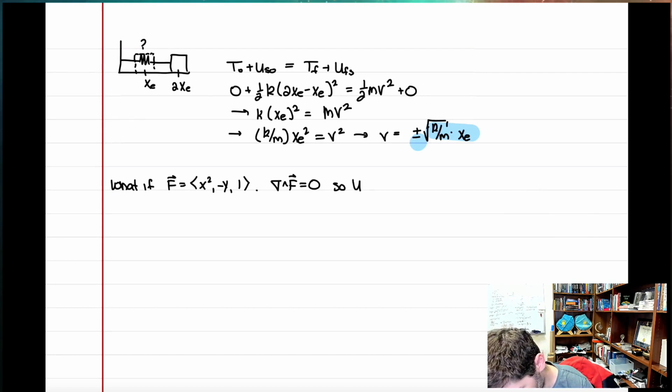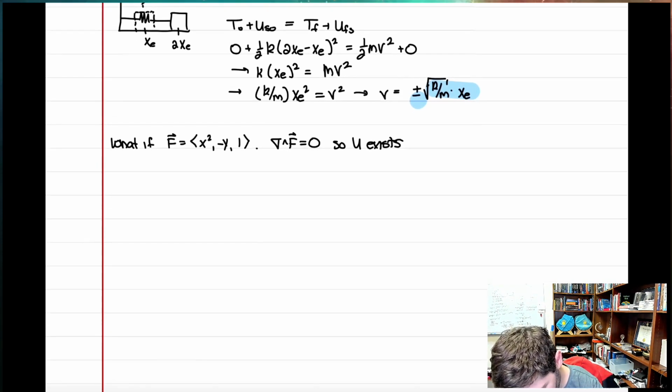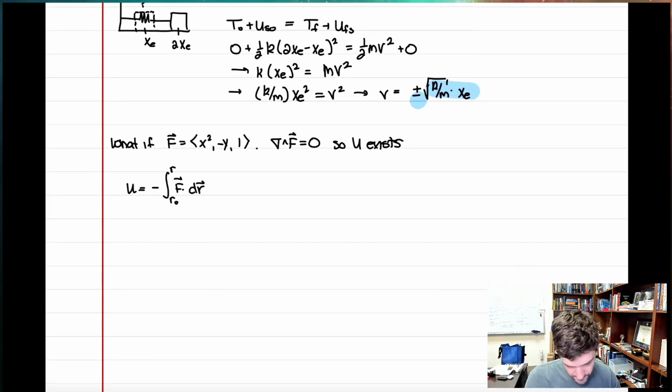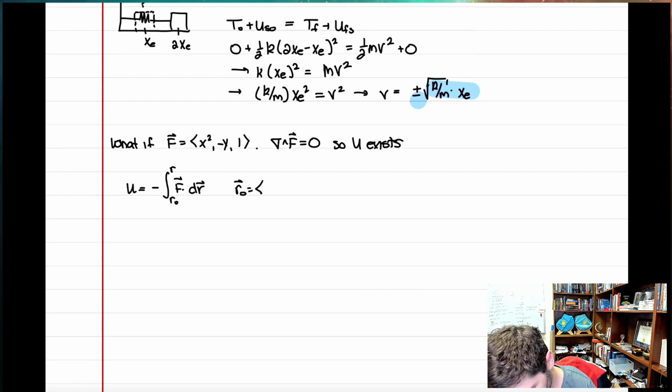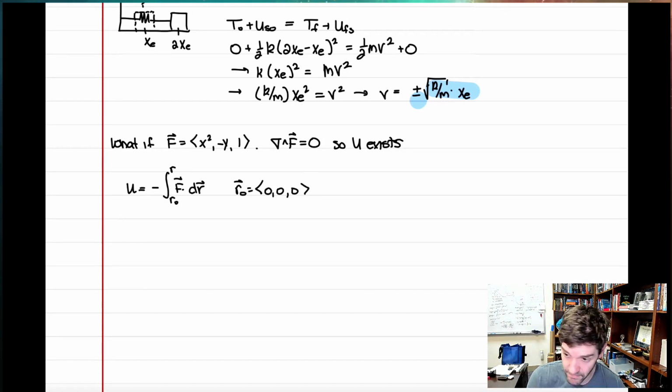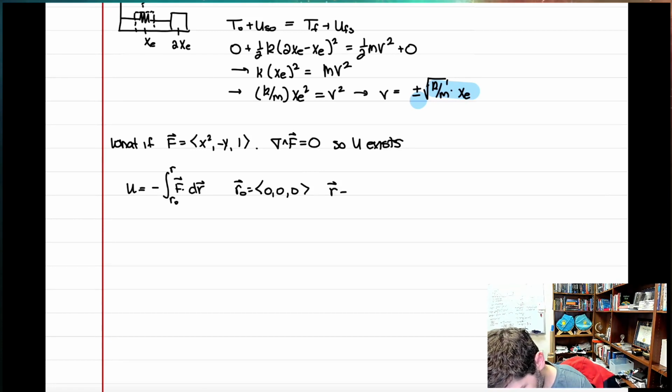So I know a U exists in this case. So I can write down that U for this particular function is negative the integral from the reference point to some arbitrary point of F dot dr. Now for the reference point, let's just make our lives easy. Let's use 0, 0, 0 as our reference point. Again, you could make it be whatever you want. I'm going to make my life a little simpler. R then is just the general x, y, z.